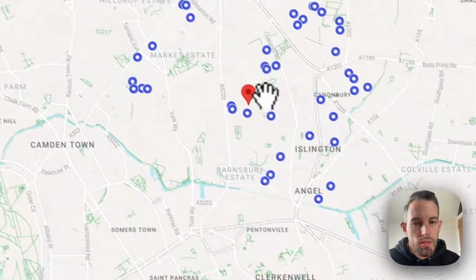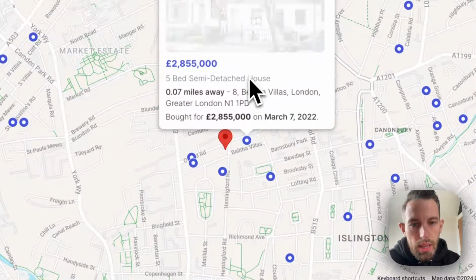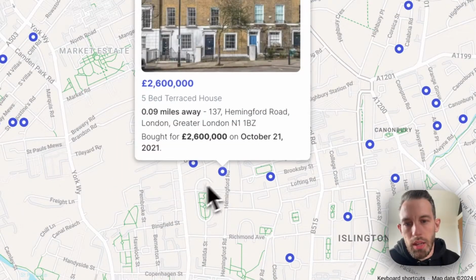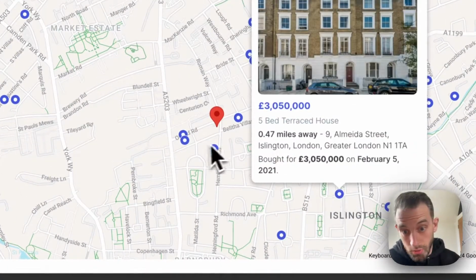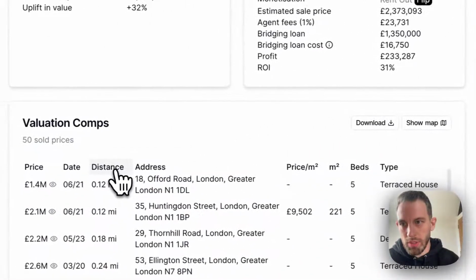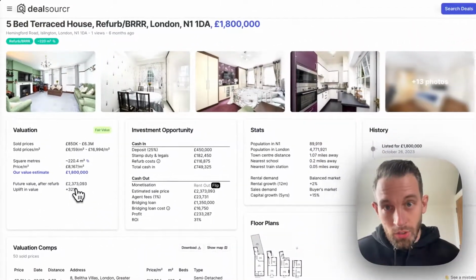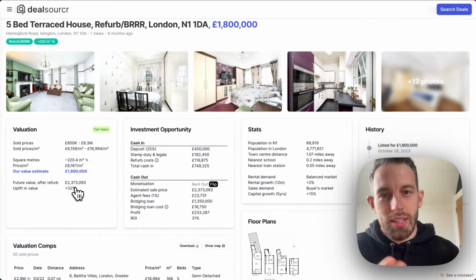So in this example, we can zoom in and we can say, okay, that one sold for 2.8 million, that one sold for 2.6, that one sold for 2.2, that one sold for 3, so you can see all the examples. And then when you compare that back to what we calculated, you can then kind of see where things are at.